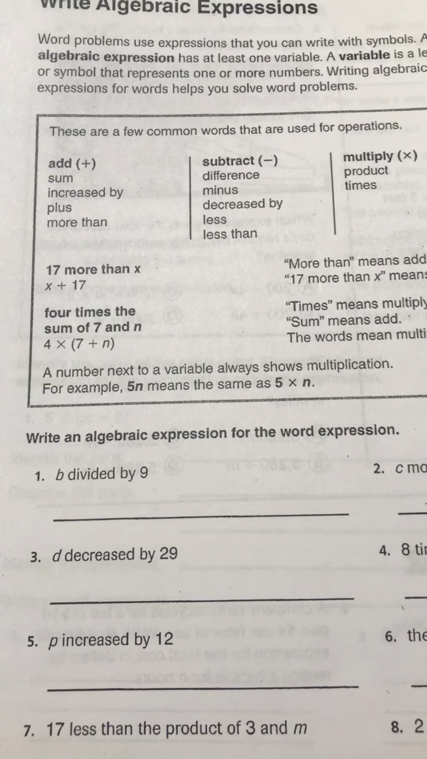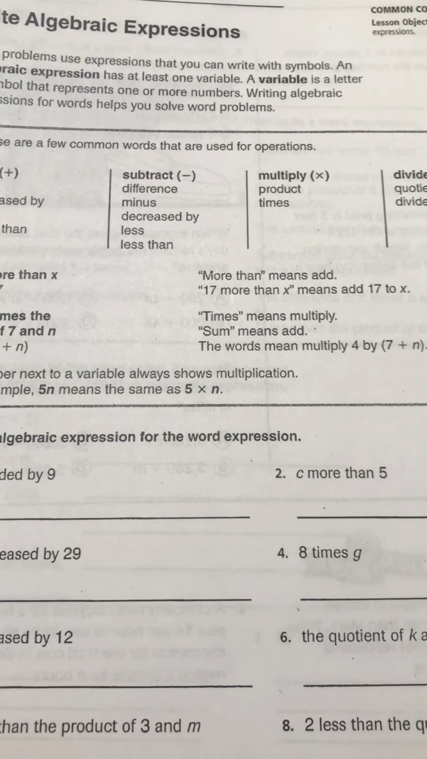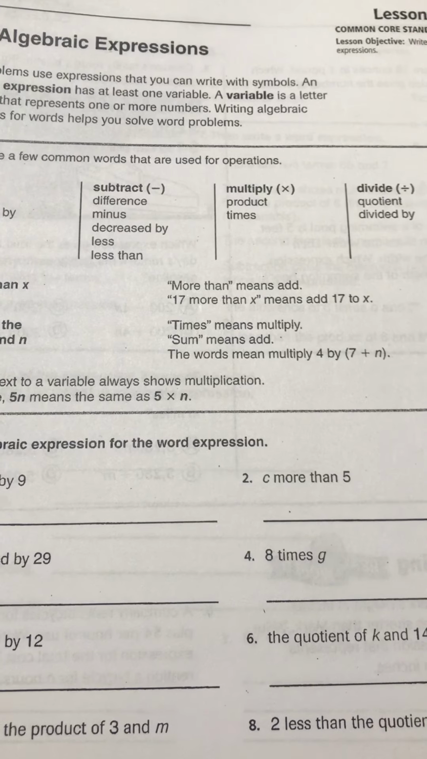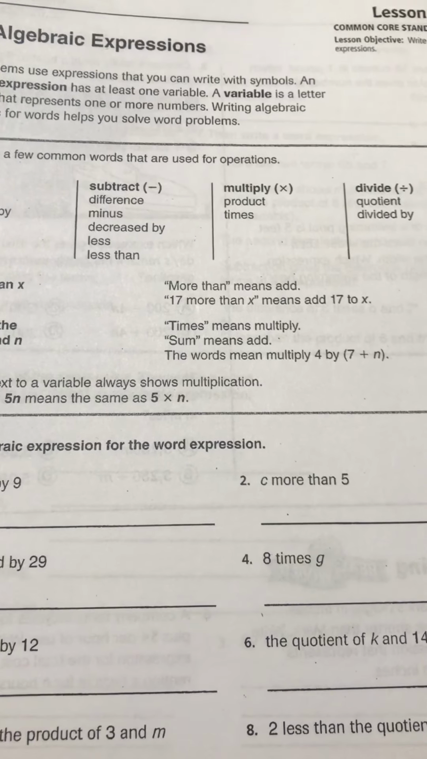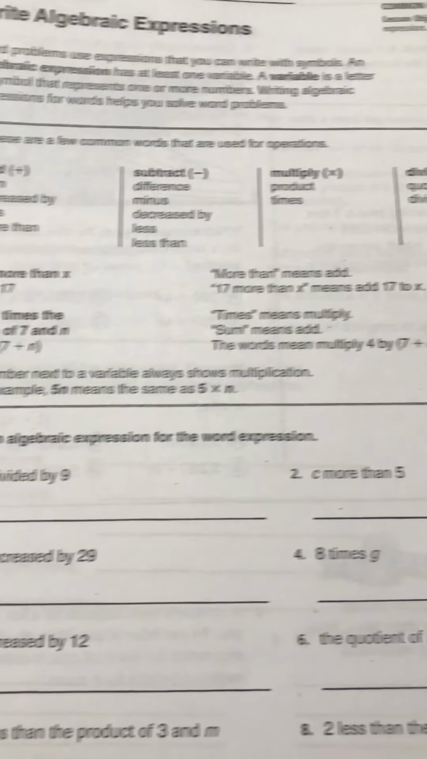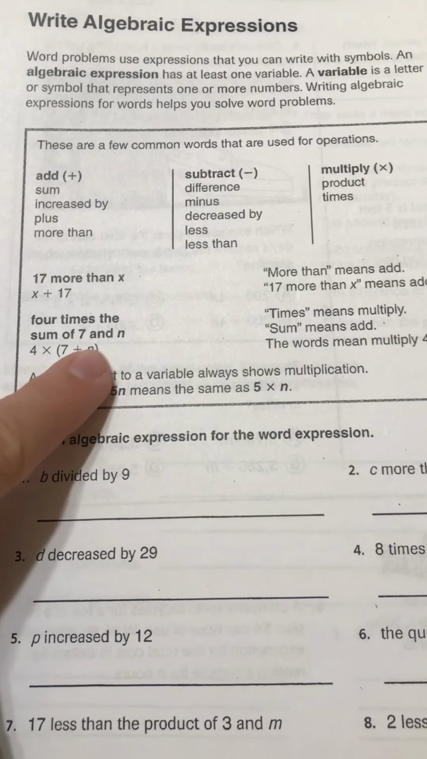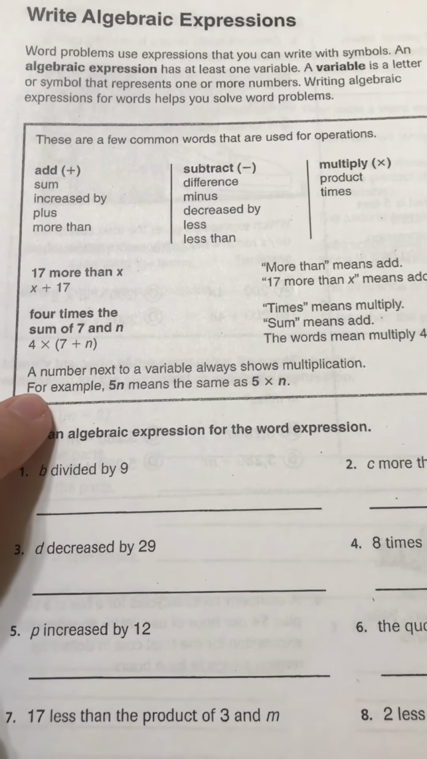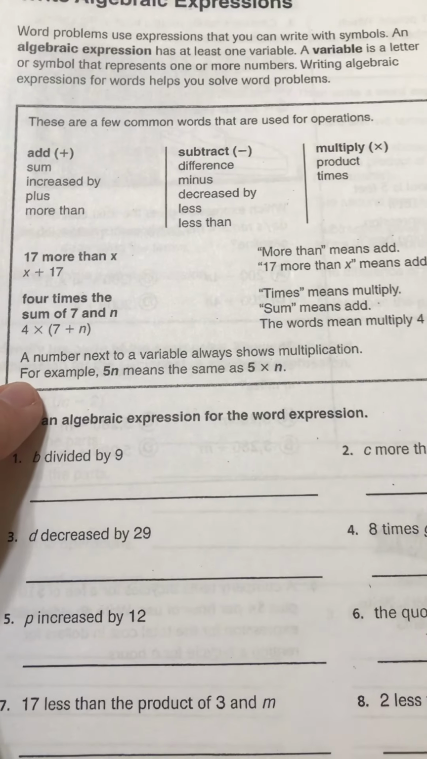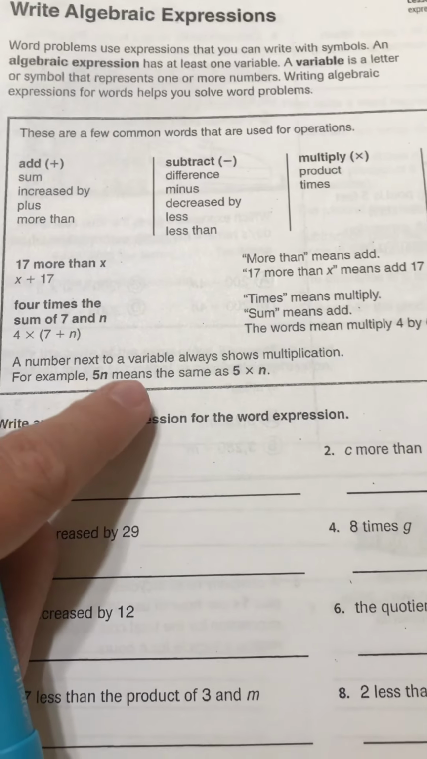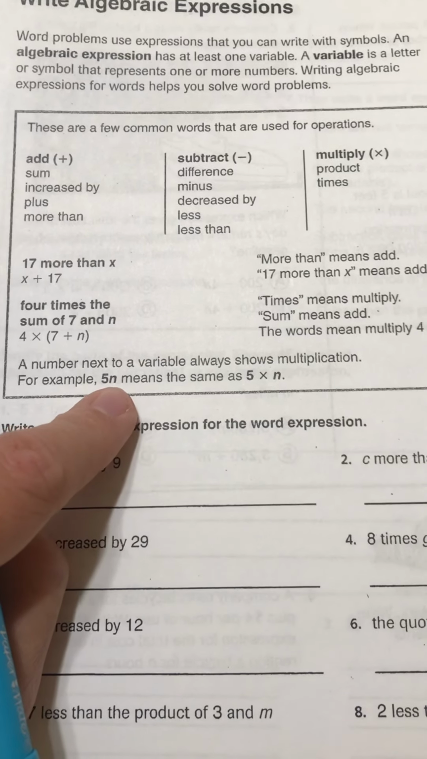Let's see another example. 4 times the sum of 7 and n. So times means to multiply, sum means to add. The words mean multiply by 4. So we have to keep 7 plus n together, which means we're using parentheses to keep them together. So the final answer would be 4 times, and then 7 plus n in parentheses. A number next to a variable always shows multiplication. For example, 5n means the same as 5 times n, which we've gone over before, but that's a great reminder.